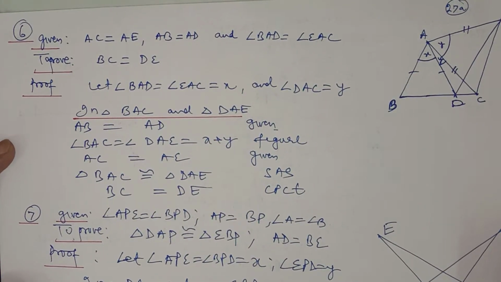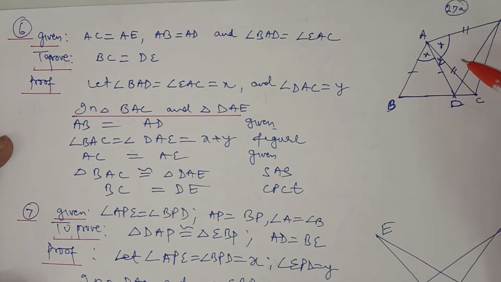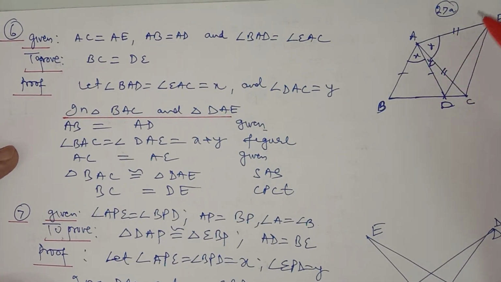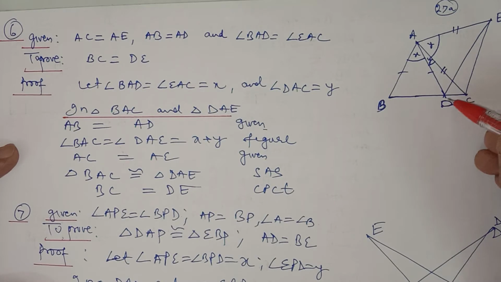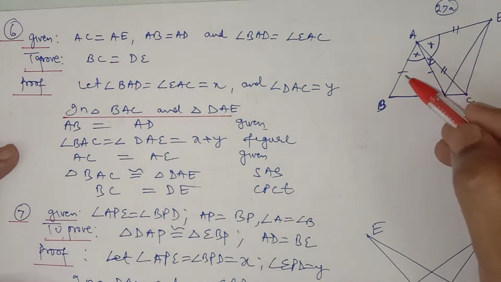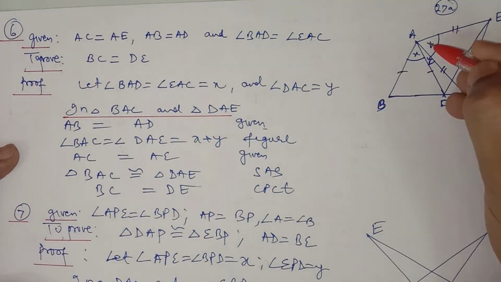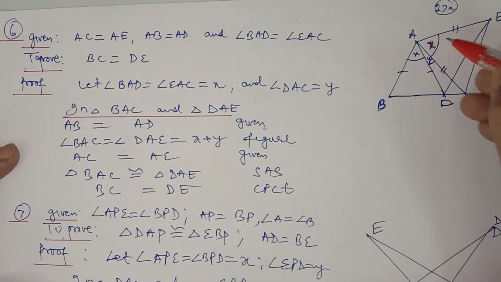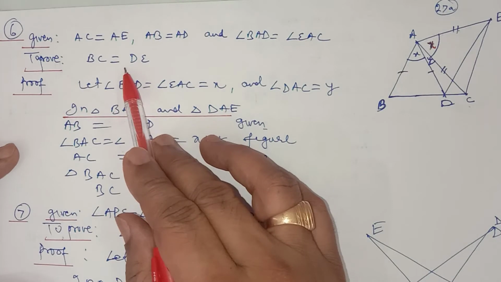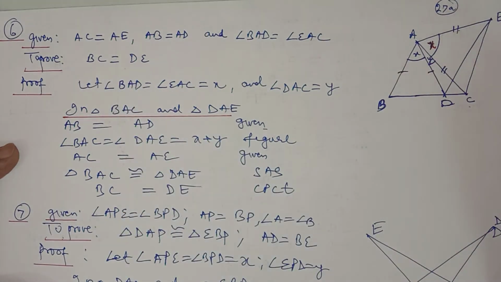Now in question number 6, see the figure very carefully in your book. There is a quadrilateral ABCE, and these are the diagonals AC, and there is the line segment AD, which is joined to E, and it is given that this side is equal to this, and this is equal to this, and this angle, that is BAD, is given as equal to EAC. This is given. Now you have to prove that BC is equal to DE. Where is BC? BC is equal to DE.